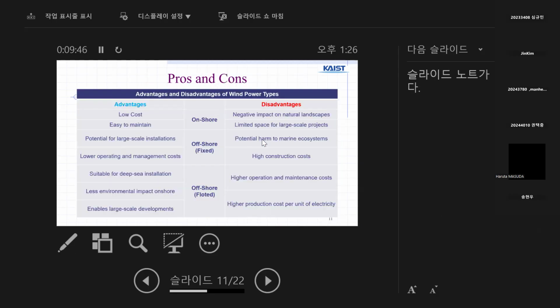Same as this. So next is the pros and cons of wind power generation compared by type. About onshore, it has the advantages of low cost and easy maintenance, and disadvantages such as negative impact on natural landscapes, limited space for large-scale projects, and others like this. I'll give you guys time to read it.